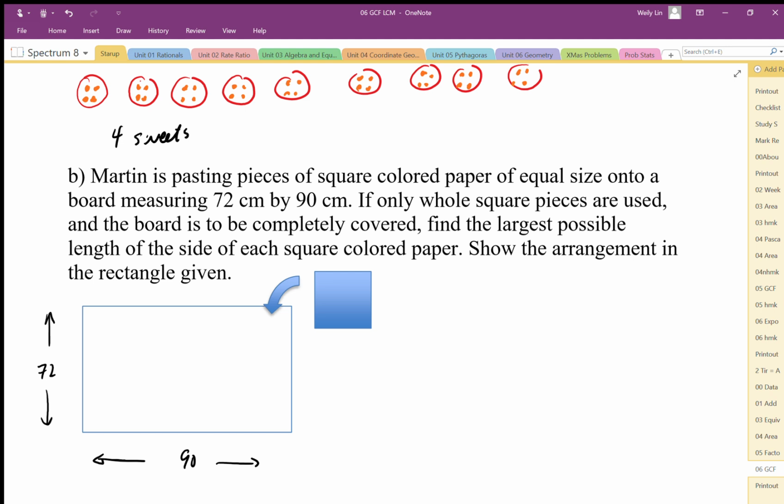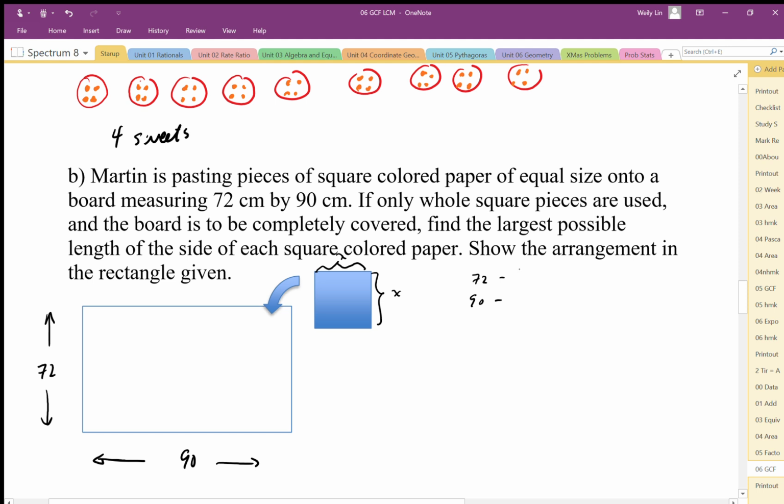Well, basically I need to see what edge length, that edge length x and x, has to be divisible into 90 and 72. Really, I'm looking at the greatest common factor. So the greatest common factor of 72 and 90 looks like it's probably going to be 9, right? 9 times 8, and 90 is going to be 9 times 10. Well, there might be bigger ones. Actually, we should really check that, shouldn't we? So let's do this properly.